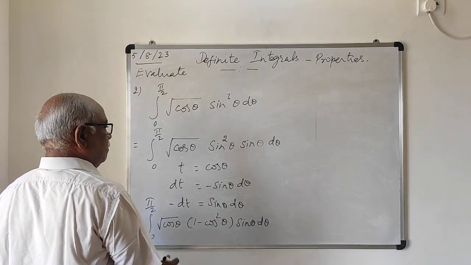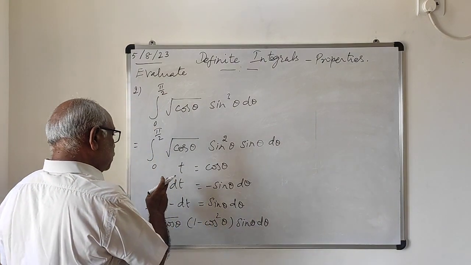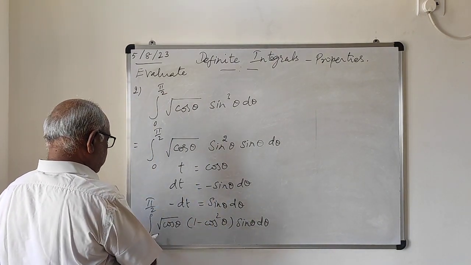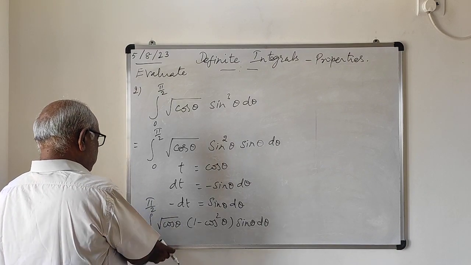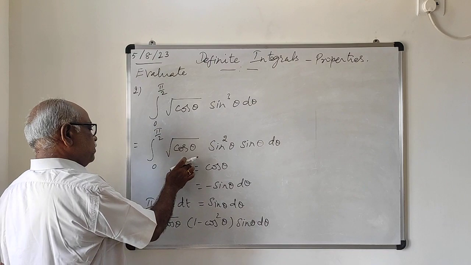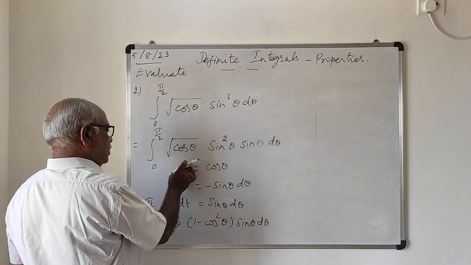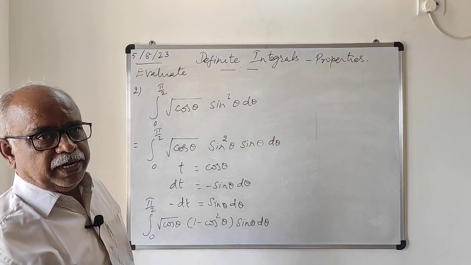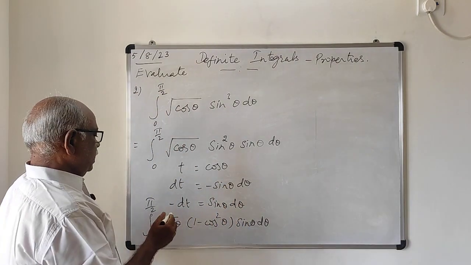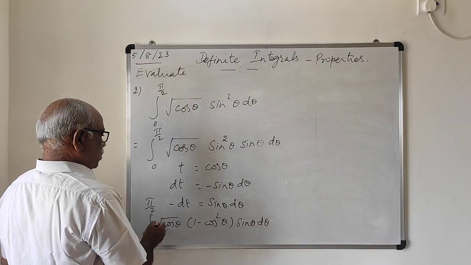So in this problem, the corresponding limits you have to change. Because 0 and pi by 2 are the limits of theta, if you give a substitution for a function in a definite integral, the corresponding limits should be changed. See, if theta equal to 0, what is t?